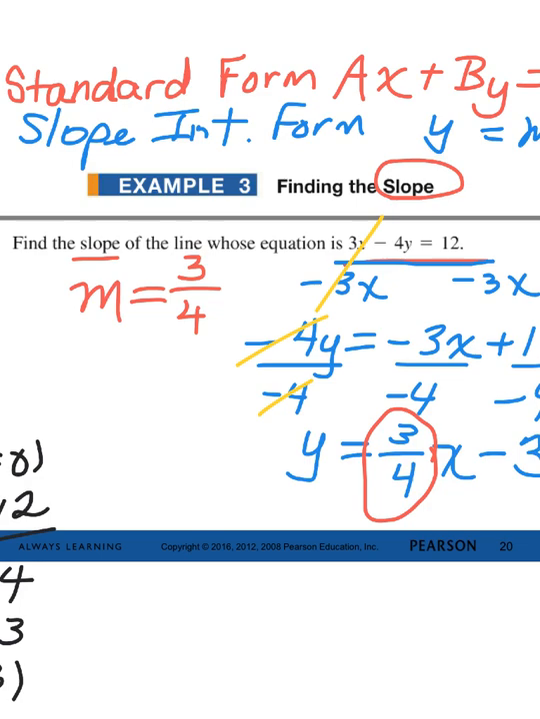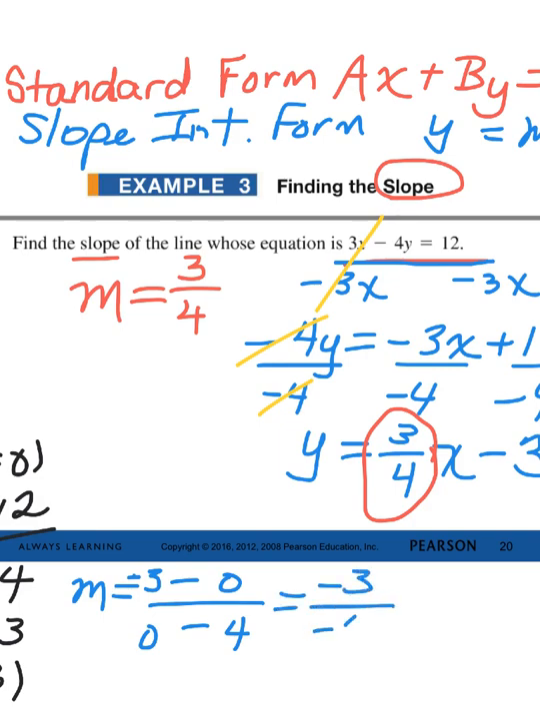And then we can simply use our slope formula, so we have 0, negative 3, and 4, 0, and negative 3 minus 0 is negative 3, and 0 minus 4 is negative 4, and negative 3 over negative 4 is 3 over 4. So you could do either one of those two methods. There's actually two really good methods to use to answer example 3.